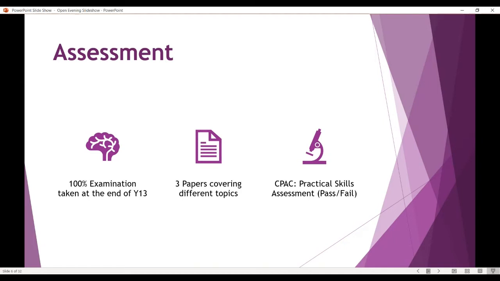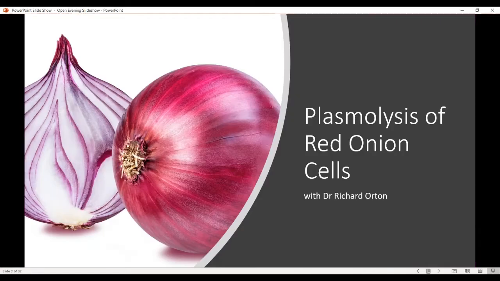We do a range of practicals, including the required practicals. I'm going to look now at some of the practical activities with various members of the department. And we're going to start with looking at plasmolysis of red onion cells with Dr. Richard Orton. So I'll let Richard go through that practical with you.